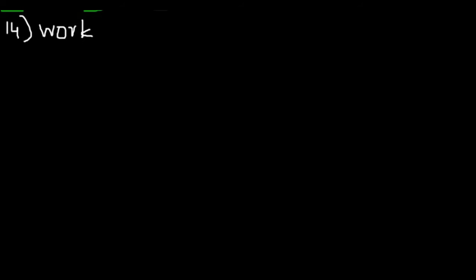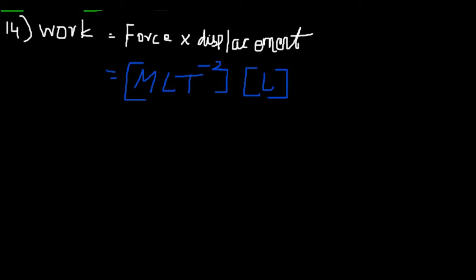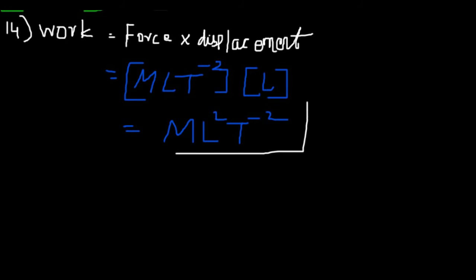Our next derived physical quantity is work. The formula for work is force into displacement. For the force, the dimensional formula is M L T power minus 2. For displacement, it's simply capital L. So finally it will be M L square T power minus 2. So this is our dimensional formula for work.